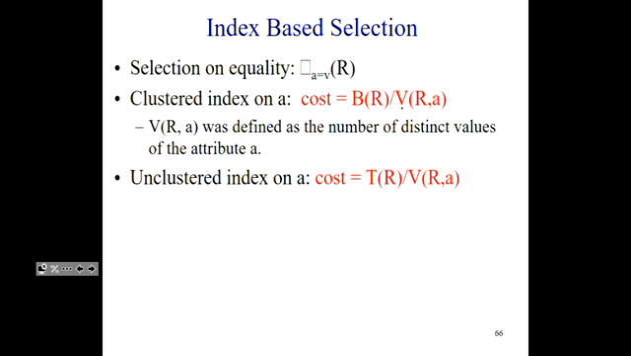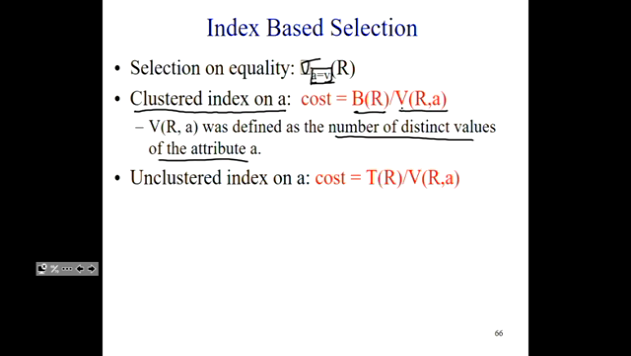So let's talk about how you use indexes for various database operations. Let's start with selection. So if you have a selection sigma on attribute small a and you want to check if small a is equal to some value v, then if you have a clustered index on A, the cost of retrieving all of the tuples with small a equal to v is nothing but B of R divided by the number of distinct values of the attribute A. Okay, so V of R, A is the number of distinct values of the attribute A.